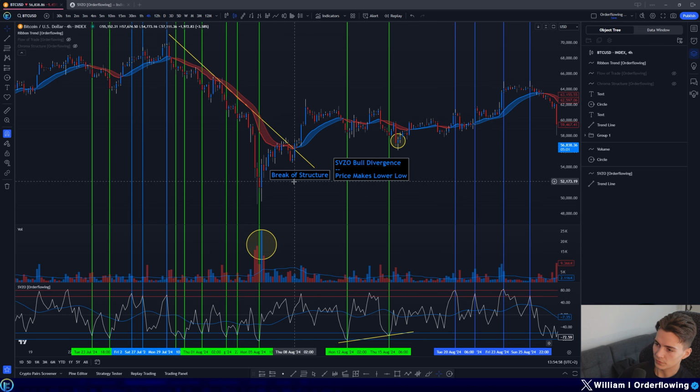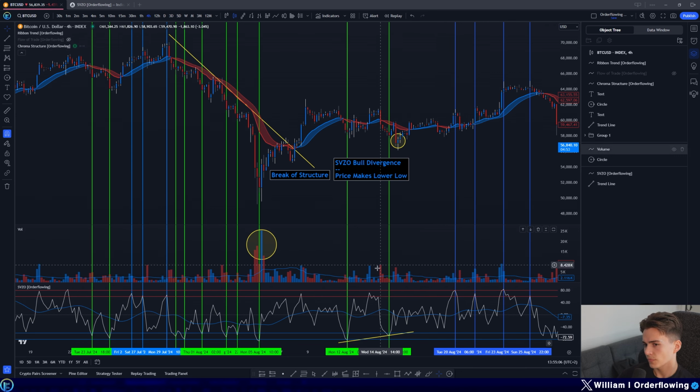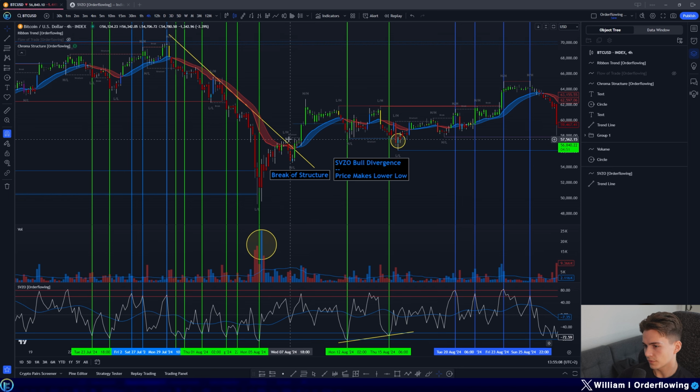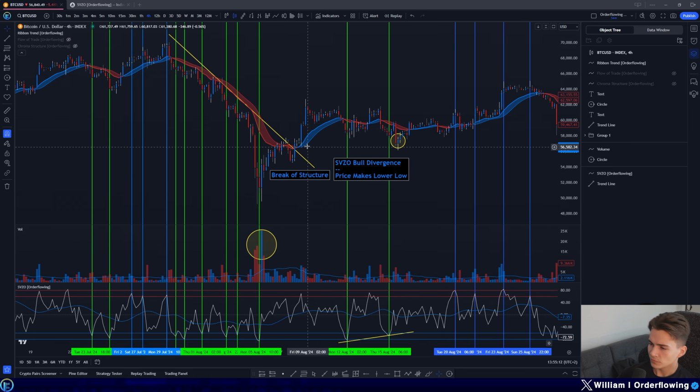and break of structure that you can see if you use my other indicators such as chroma structure. I can put it on to show you. Here we had the structure and the break of the structure. So we now have identified the bottom of this and a break of structure.